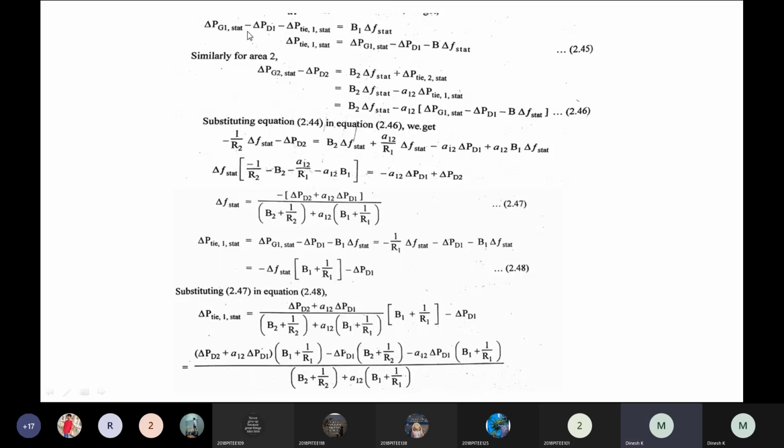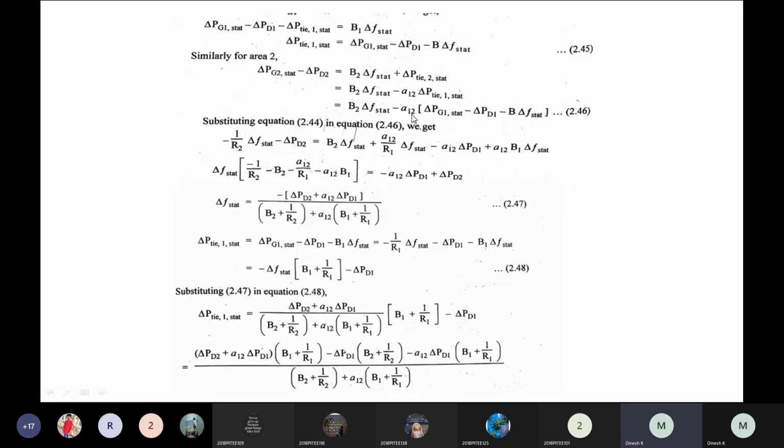So likewise we may obtain the equation for area 2. Repeat all the process we did now and get the equation for area 2. I have directly written the equation: del PG2 stat minus del PD2 equal to B2 del F stat minus A12. A12 is nothing but TR1 by TR2.